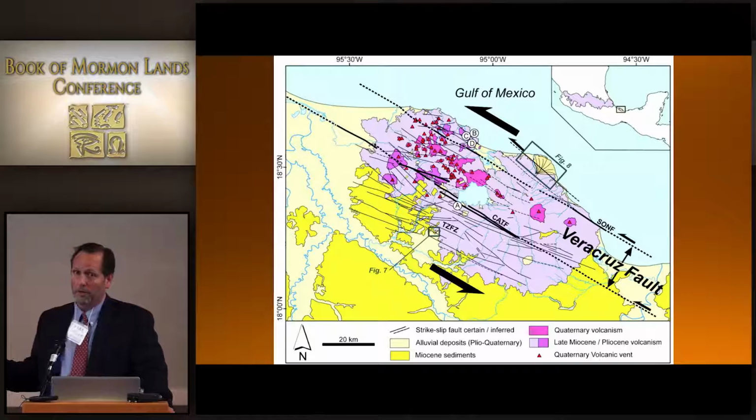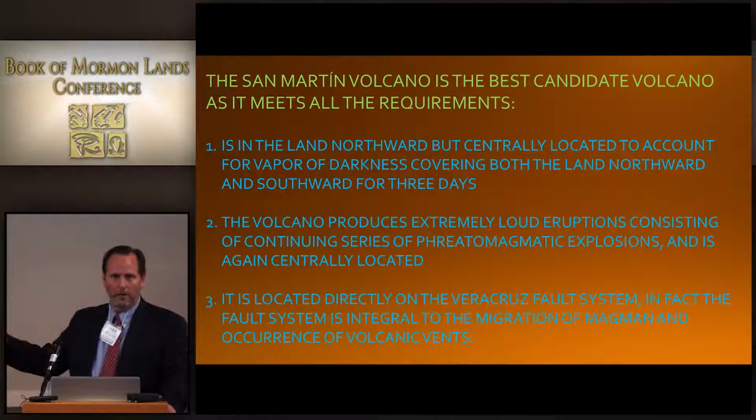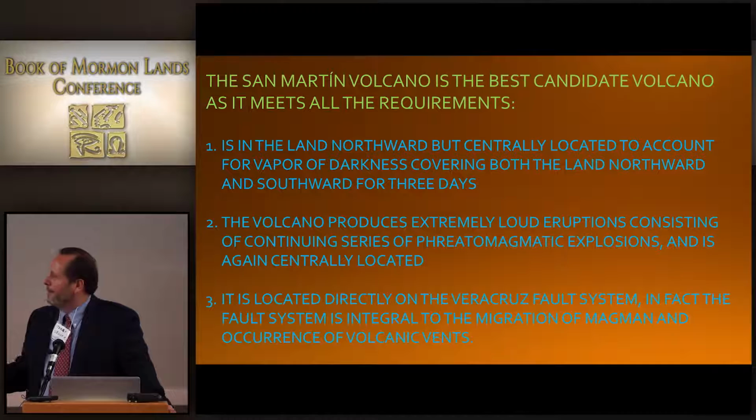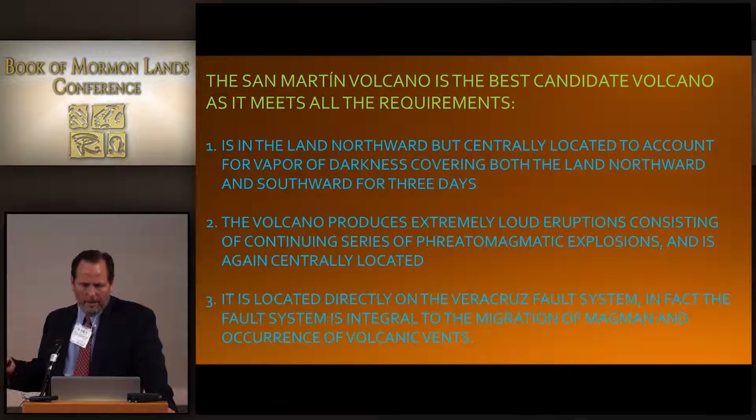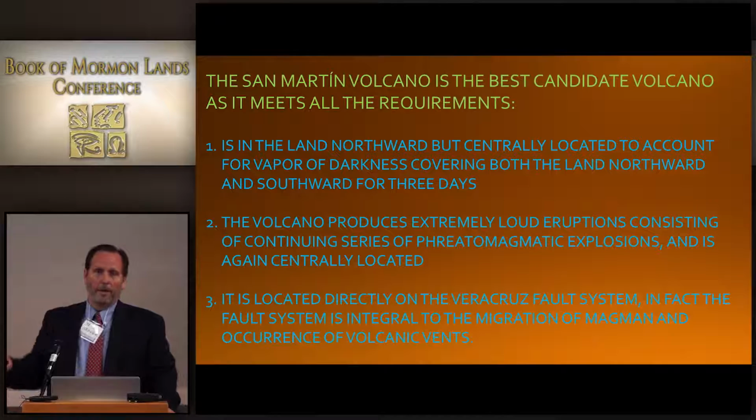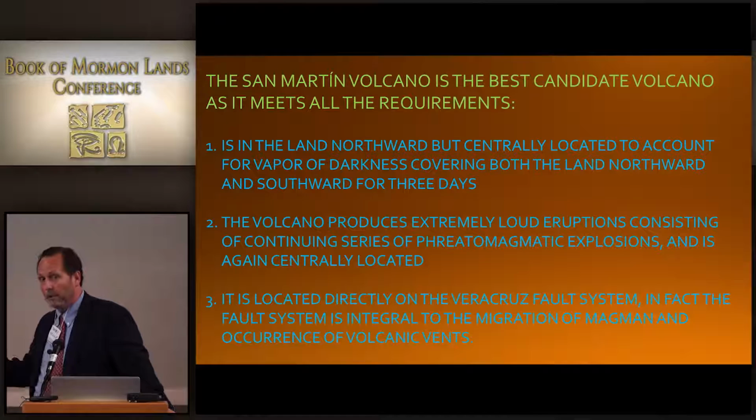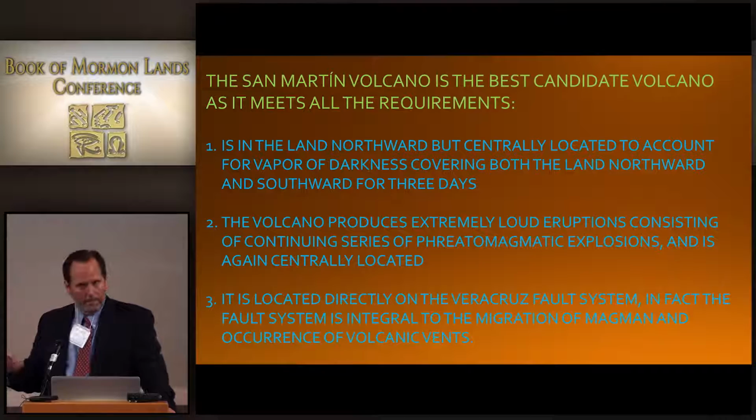So, the San Martin: I'm not saying it wasn't those others, but that seems to be the one that actually matches that criteria. I'm saying it's the best candidate. I'm not saying it's the only possibility, but I would assert that this one at least erupted. The other ones might have too. It meets all the requirements. It is in the land northward but centrally located, which could help you account for the vapor of darkness covering both the land northward and the land southward. If you had Pico de Orizaba, which is further north, or the other one located around Mexico City, you'd have to have quite a distance covered to get into the land southward, because that was also covered. So a centrally located volcano will meet the requirement of Third Nephi.